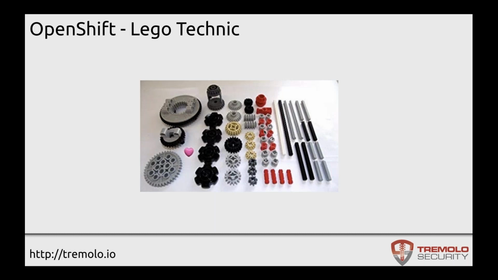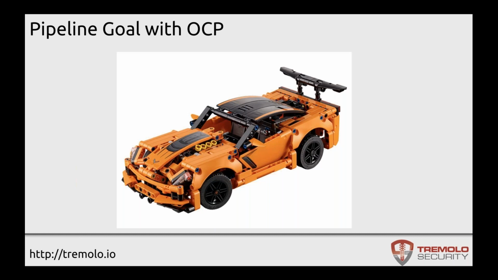You don't want to have to adjust your enterprise to meet your technology. So that brings us to our next part: what's the goal with your pipeline? You want to build something with all those Technic pieces. So here's a Corvette. If you push it around and pop the hood, you'll see the engines move, there are gears in there, there's stuff happening. It all just looks really nice.